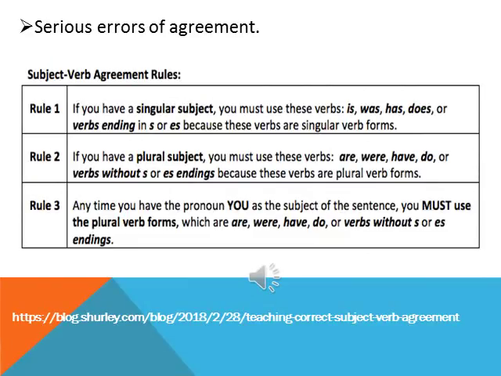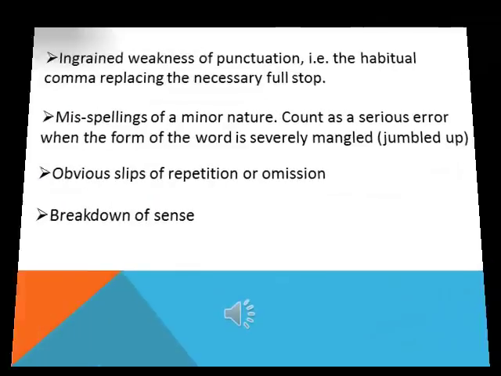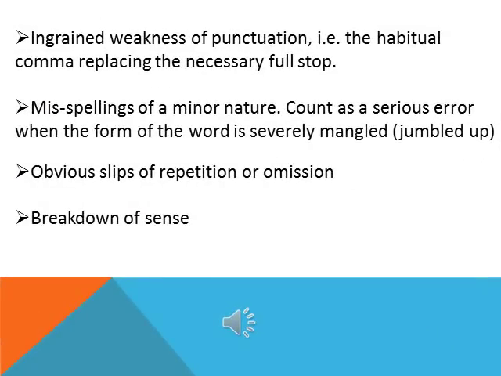The next glaring error could be of subject verb agreement. You need to know the rules that a singular subject should have singular verbs and plural subjects should have plural verbs. The other errors include punctuation, frequent spelling mistakes, and breakdown of sense. Here it means that the sentences are not logical, coherent, and create confusion for the reader.